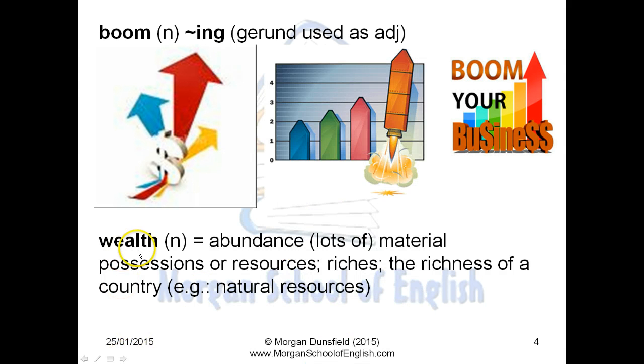Okay. Wealth. Wealth means abundance, lots of something, not necessarily money. It can be money, but it can also be natural resources. It can be ideas. It can be anything. It means abundance, lots of.